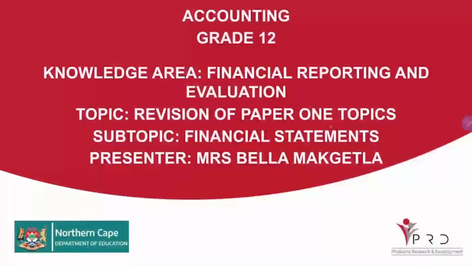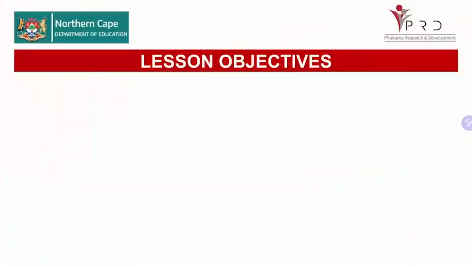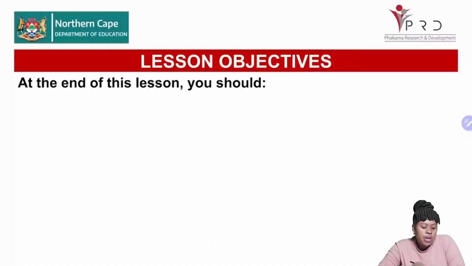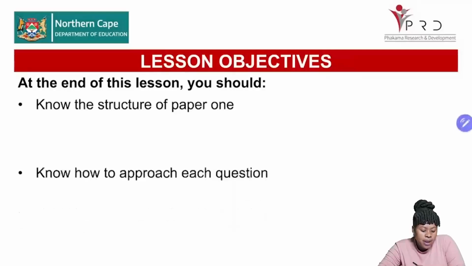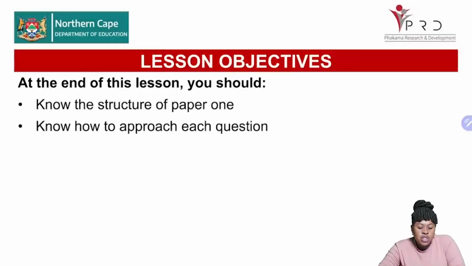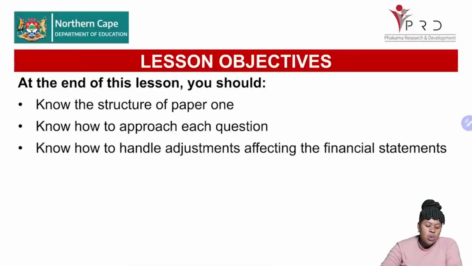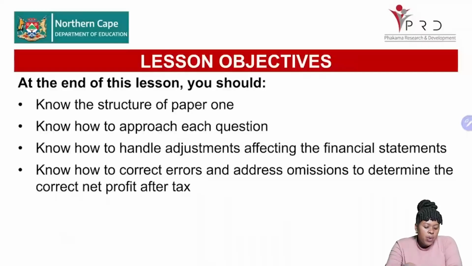On today's lesson, we will be focusing on revision and we'll be talking about financial statements, all right? So by the end of this lesson, you should be able to do the following. You must know the structure of your paper one. You must know how to approach each question relative to our financial statements, and then you must know how to handle the adjustments affecting our financial statements. Know how to correct the errors and address omissions to determine the correct net profit after tax.